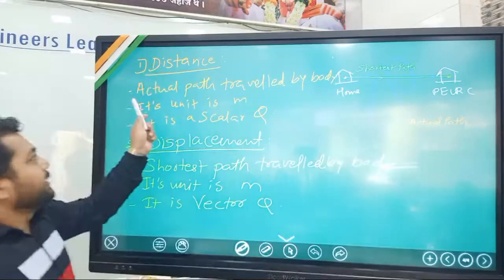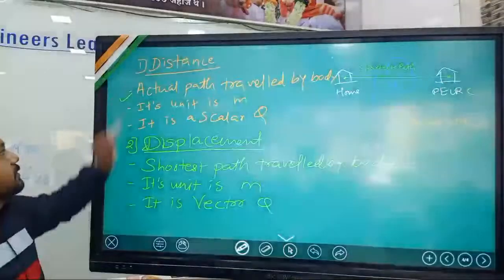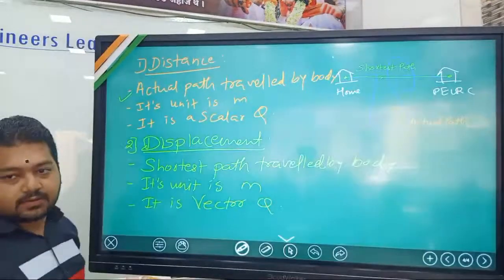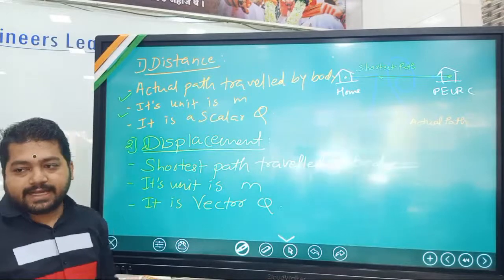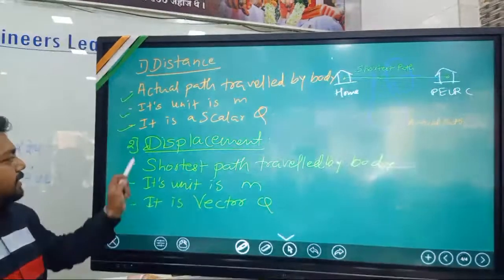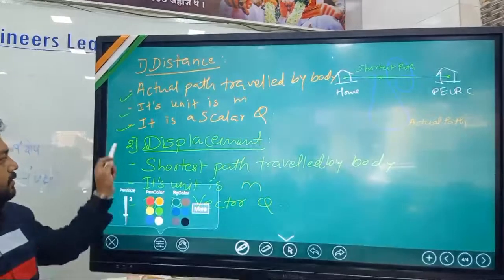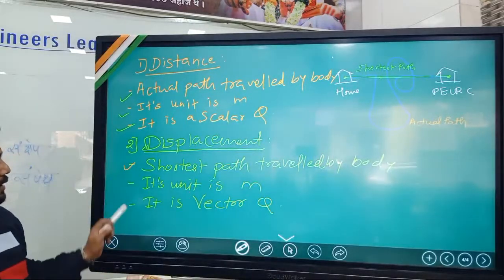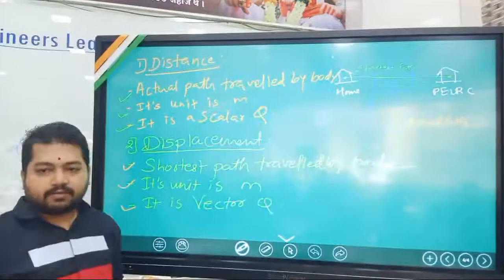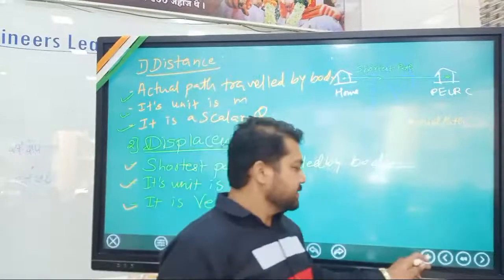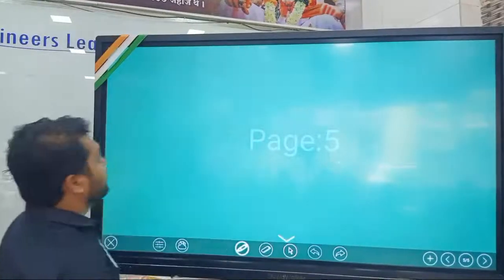So what is distance? Actual path traveled by a body is called distance. And its unit is meter. It is scalar quantity. Now displacement. Shortest path traveled by a body is called displacement. Its unit is meter. And it is vector quantity. Fine. So based on this, we need to understand something about speed.